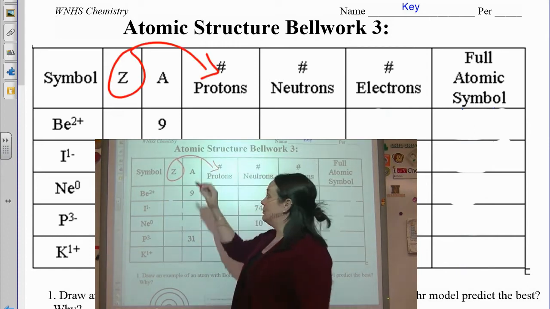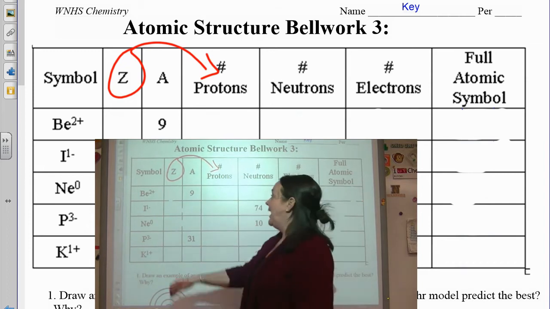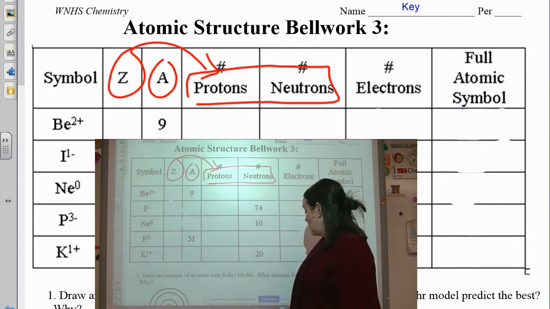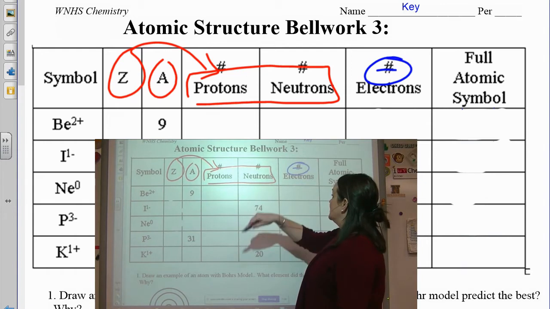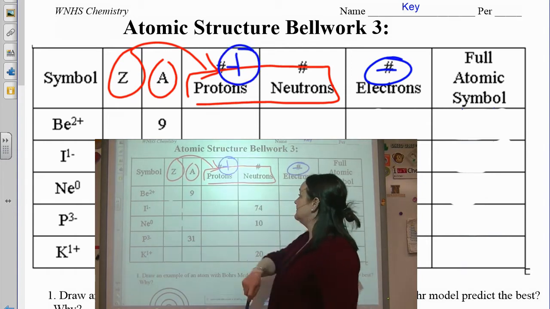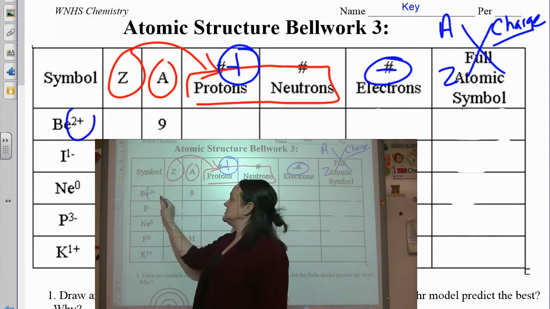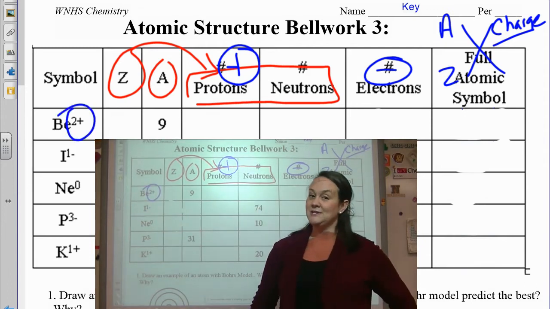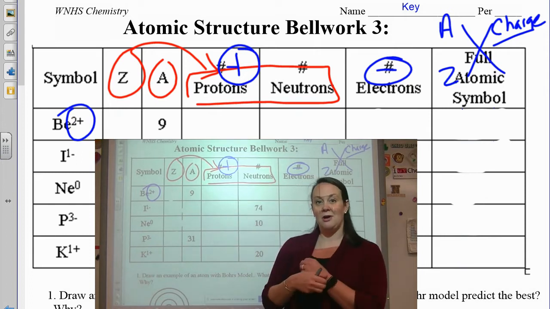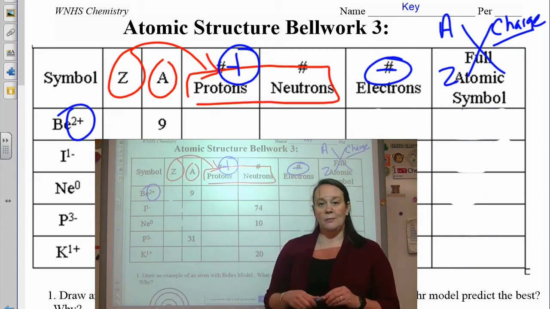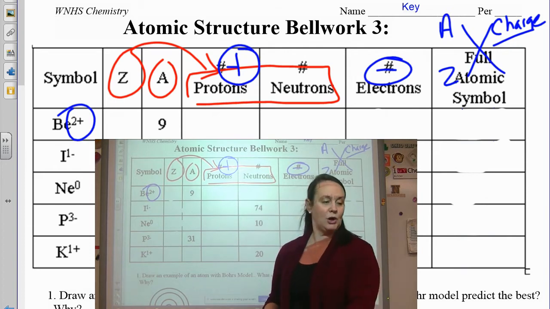Z always tells you the number of protons, because remember that's your atomic number. A is the atomic mass, which is the combination of protons and neutrons. Remember, the only things that have charge are electrons, which are negative, and protons, which are positive. The full atomic symbol is A, Z, charge. And on this chart here, and I promised you every chart would be a little bit different, so you can't just get used to doing first column and last column, the charge is going to be in the front. So go ahead and pause the program here and see if you can figure out how to fill in this bell work.